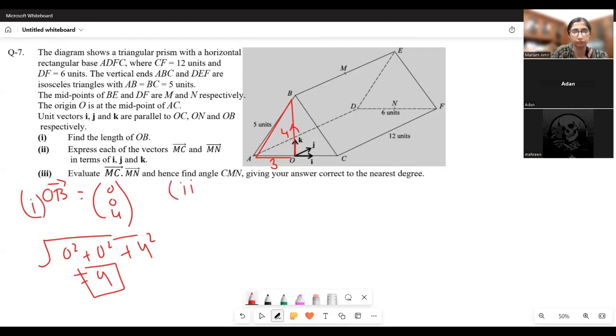Part 2. Express each of the vectors MC and MN in terms of I, J, and K. So let's find MC first. M to C we have to go. So to go from M to C, we are only allowed to move in the I, J and K directions. So first we come down from M. So we're moving 4K but in the opposite direction. So this becomes minus 4K. So MC is minus 4K.